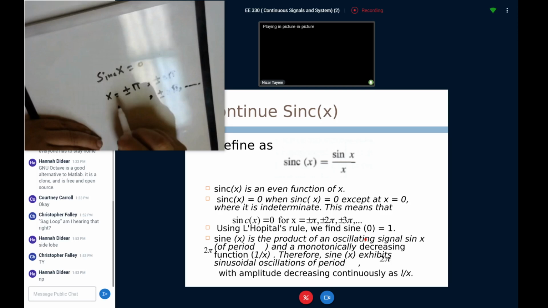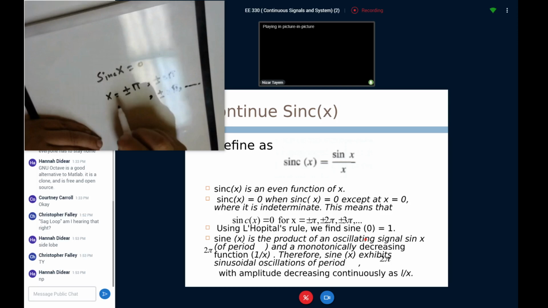I got a question. Yes. Can x also be 0? Yeah, when x is 0, we are going to use, if you remember from math, L'Hopital's rule. So we take the derivative and find the limit as x goes to 0. Using this rule, we can find out that sinc of 0 is equal to 1.